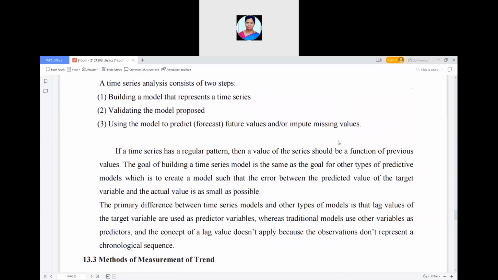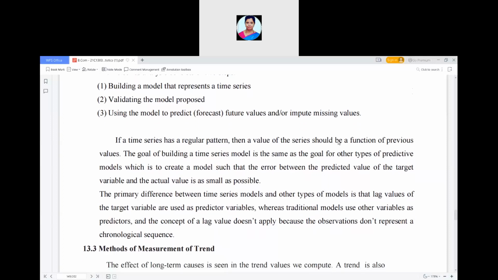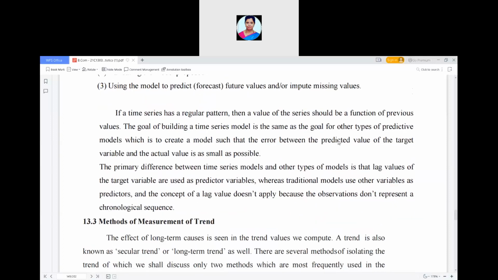The primary difference between the time series model and the other model is that the lag values of the target variable are used as predictor variables, whereas in traditional models, other variables are predictors. The concept of the lag value does not apply because the observations don't represent a chronological sequence. So these are the things we have under that. Now we will see the methods of measurement of trend.